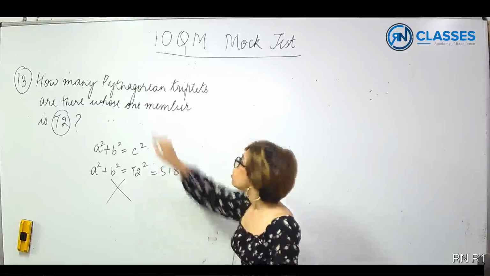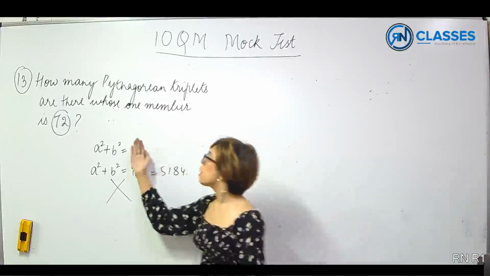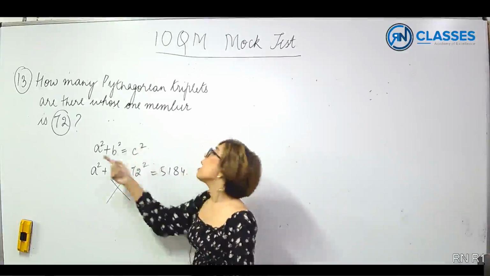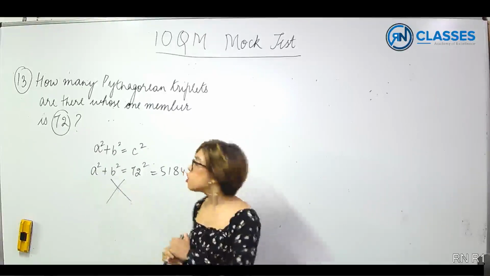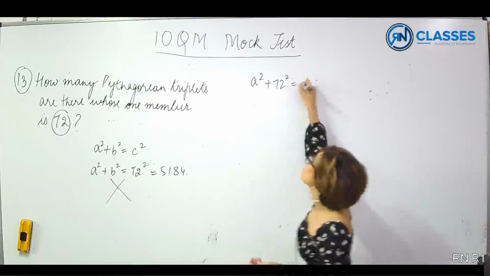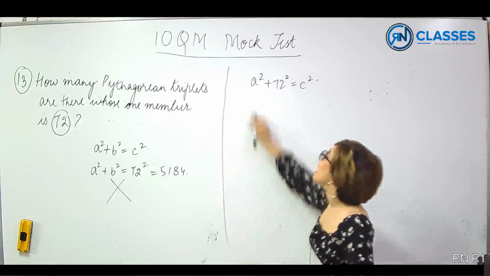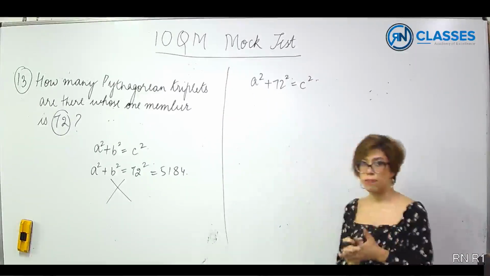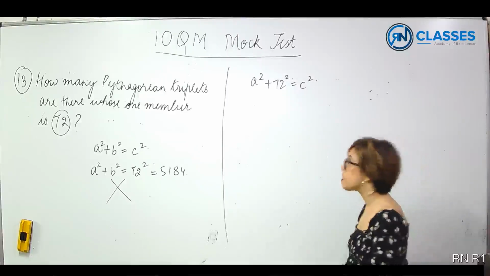No. He says whose one member is 72. 72 can be here or 72 can be either of these. Right? So maybe I can have a square plus 72 square is equal to c square. Maybe I can find a and c which satisfies this equation. Now, how to solve it?